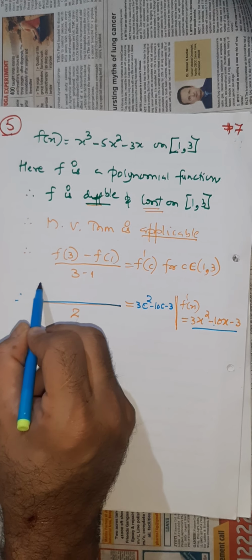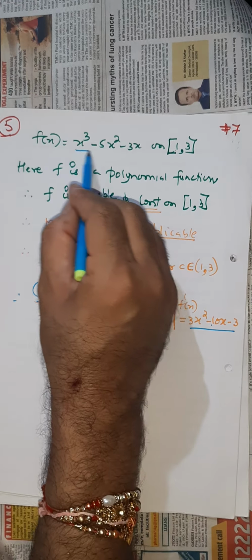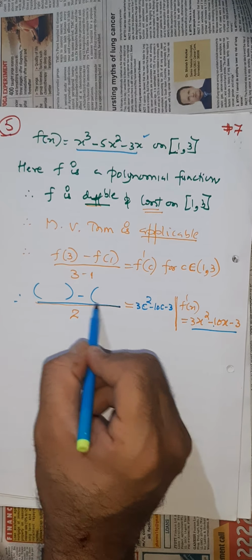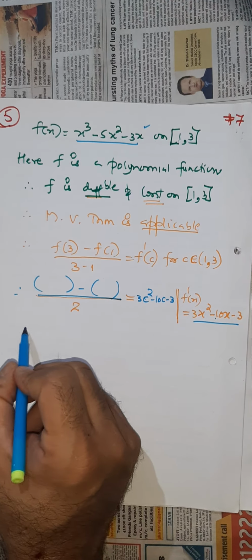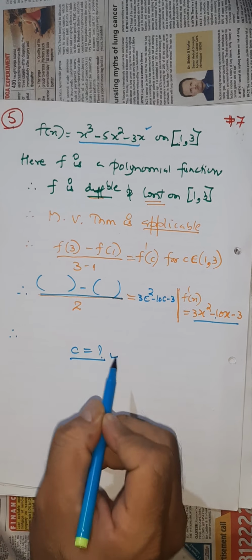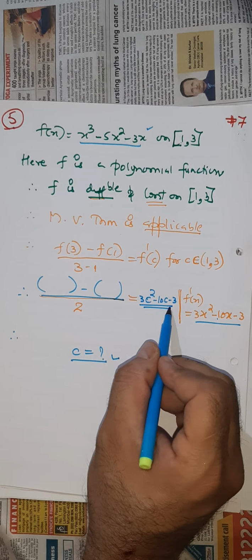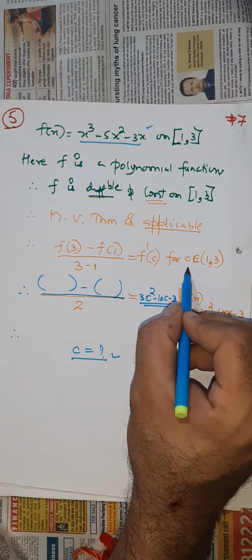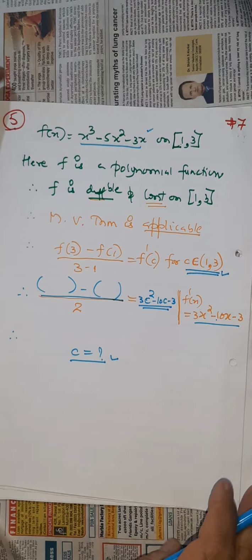And you find both the values here. F of 3, just put x equals 3, minus f of 1, put x equals 1. Simplify and get the c. Right? It's a quadratic equation, so we'll get a maximum of 2 values of c, but c should be from 1 to 3 only, remember.